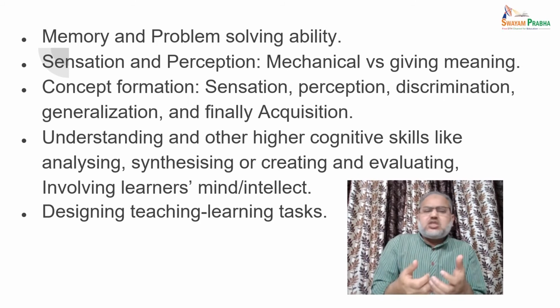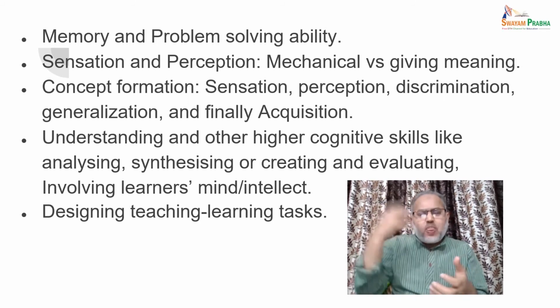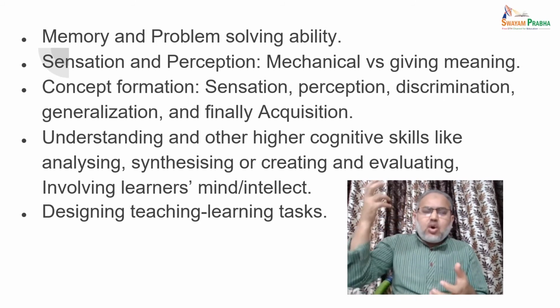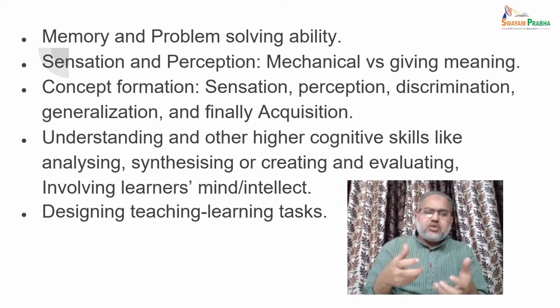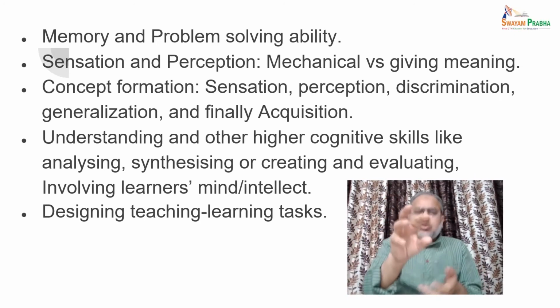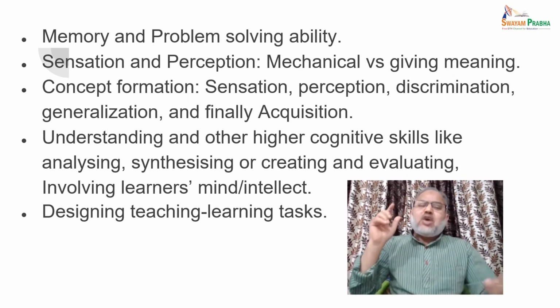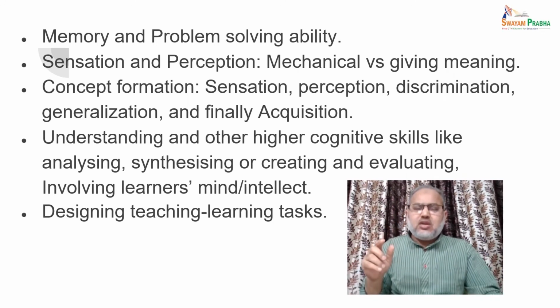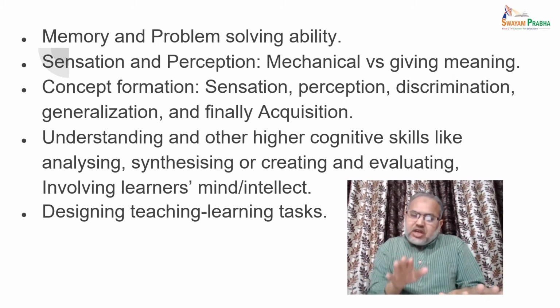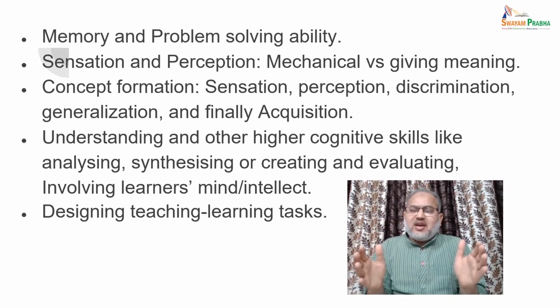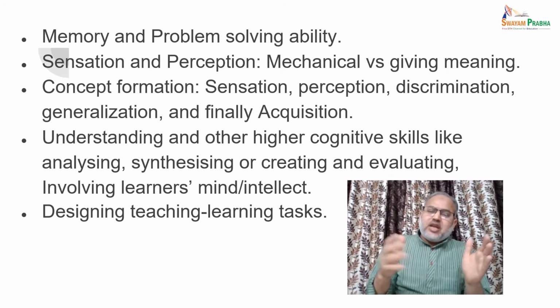Now, the nervous system, the neurons, carry this information to the mind, and the mind tries to give meaning to that information, what it is. For example, if your hand touches some object, then this is just a sensation, but the mind tells what it is. Is it a duster? Is it a pencil? Is it a chalk? Is it a book? Is it my bag? Is it a mobile? So giving meaning to that sensation is perception, and this sensation and perception is very important in the mental or intellectual development of the child.